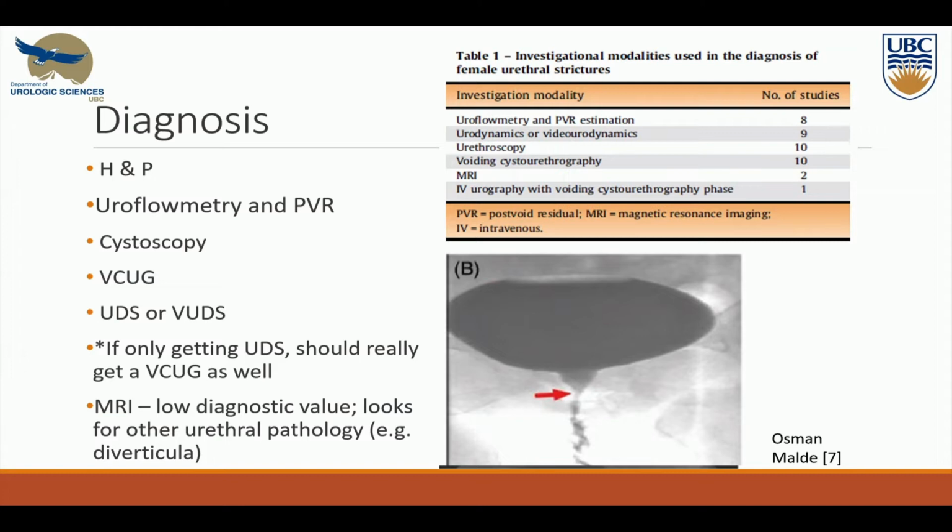And again, for females, the VCUG is a little bit different from males. You just really need an AP view to diagnose stricture disease in females. And then lastly, some studies have reported using MRI as well, but overall, it seems to be of low diagnostic value. It can be helpful if you're looking for other urethral pathology like diverticular disease.